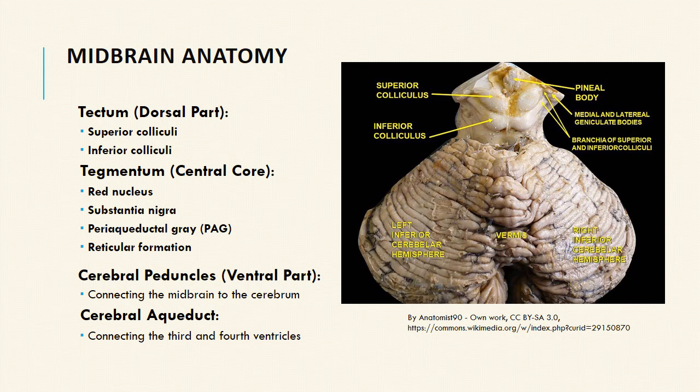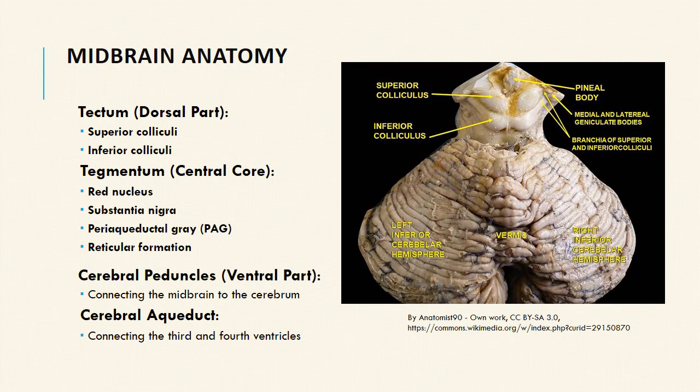Anatomy of the midbrain. The major parts of the midbrain are number 1, tectum or the dorsal part. It contains the superior colliculi and inferior colliculi. Number 2, tegmentum, which is the central core. It contains the red nucleus, substantia nigra, periaqueductal gray, and reticular formation.